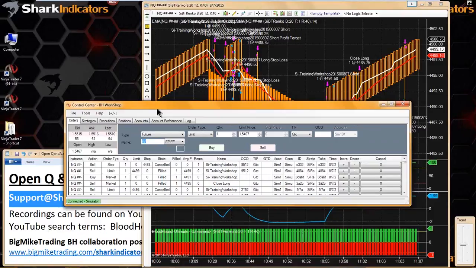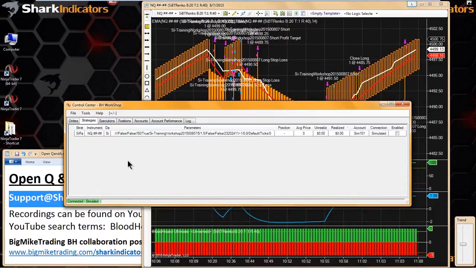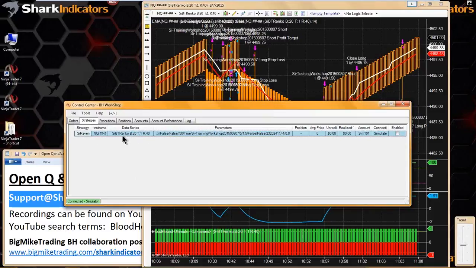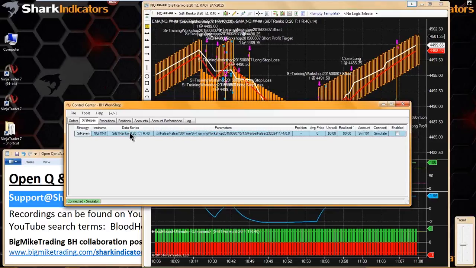So in the control center, if we look at strategies, you can see that strategy is still left in the control center, right? So this is Raven on the NQ, and remember we were using the back test Renko with a body of 20 and a reversal of 40, right? So what Ninja does is Ninja just put this strategy into the background, so it's still on your strategy tab.